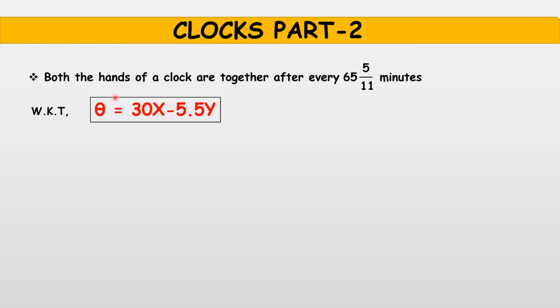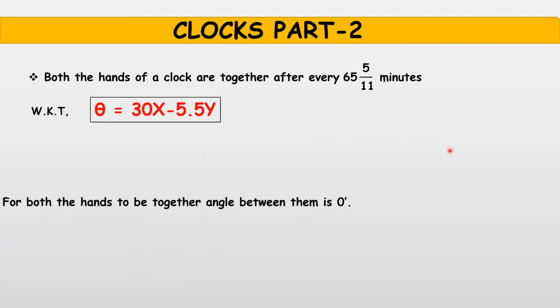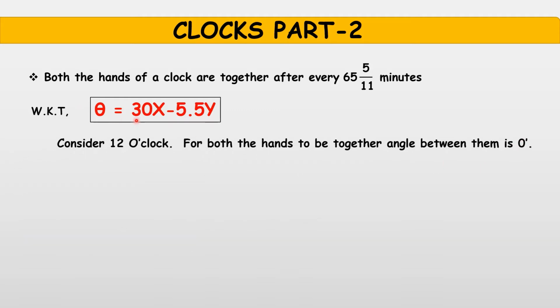Theta equals 30x minus 5.5y, which is a formula to calculate the angle between the hour and minute hand. Both the hands of a clock are together after every 65 5/11 minutes. From hour to hour, the two hands are together after every 65 5/11 minutes. We assume that after every hour, that is 60 minutes, they are together, but that's not true. You can find it by using this formula.